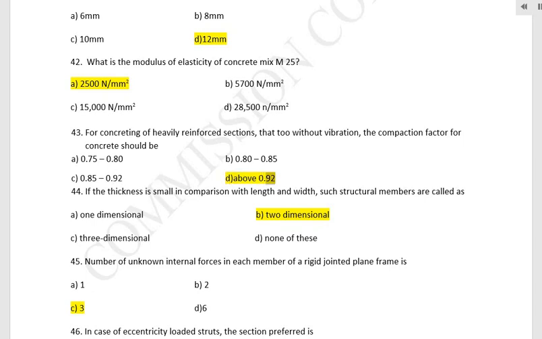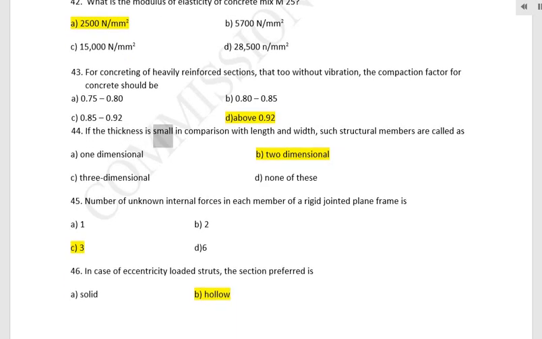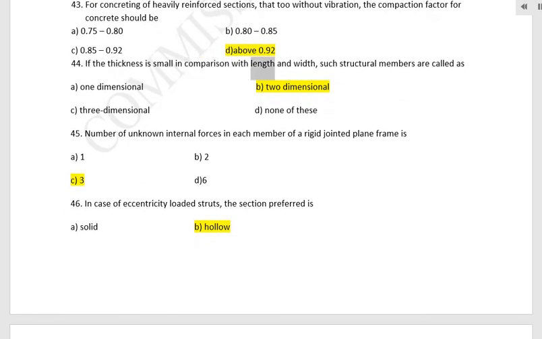If the thickness is small in comparison with length and width, such structural members are called: A. One-dimensional. B. Two-dimensional. C. Three-dimensional. D. None of these.